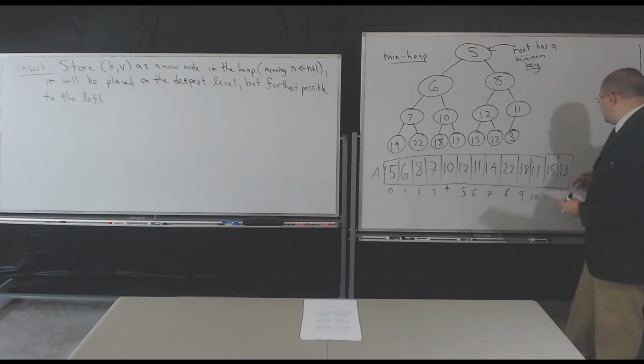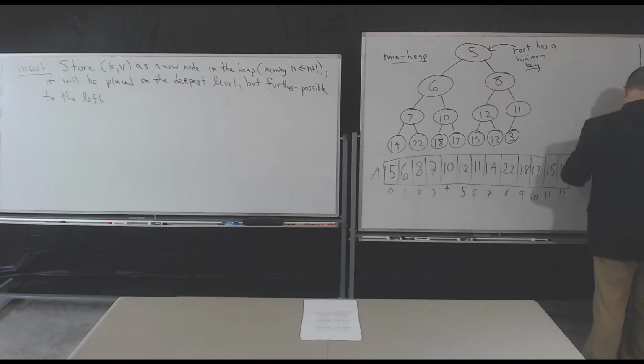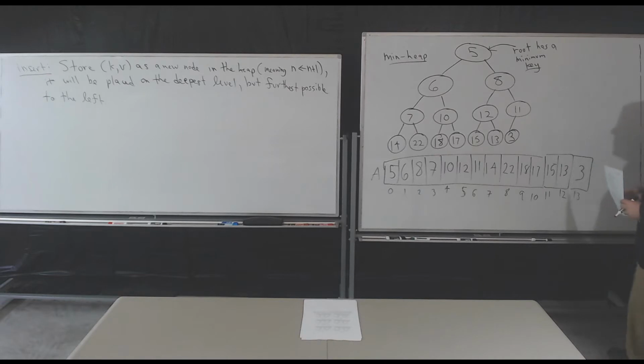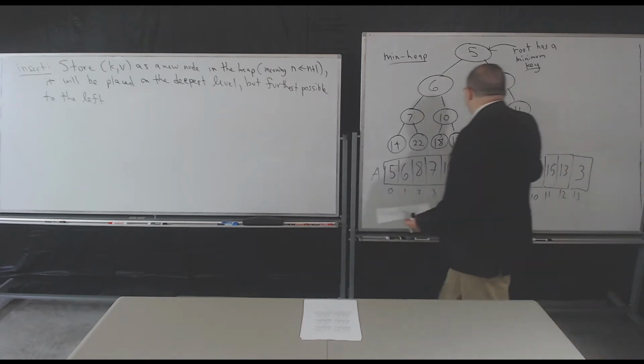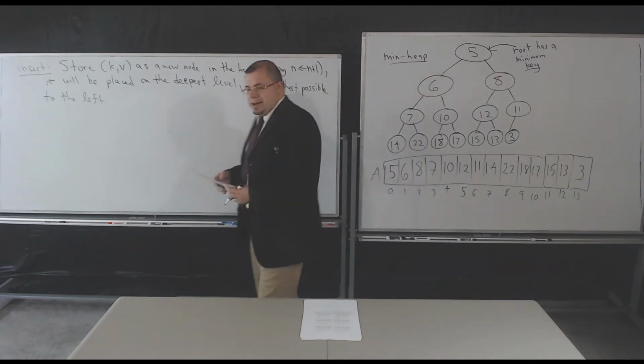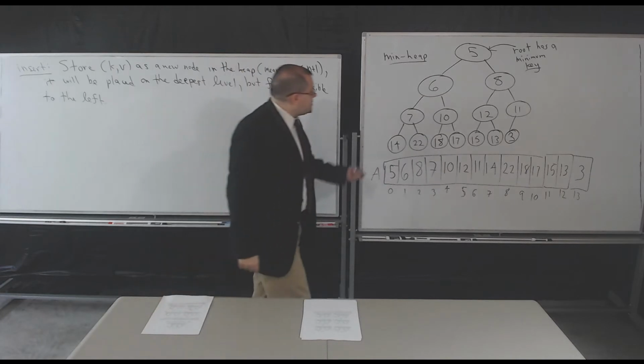So 3 would be sitting over here. So I would have 3. So 3 is right here. Remember, I know how big the array is going to need to be, so we're not going to worry too much about that at this stage. So I have 3. It's right here on position 13. And what I need to do is, well, look at it. Okay, so is this a heap?